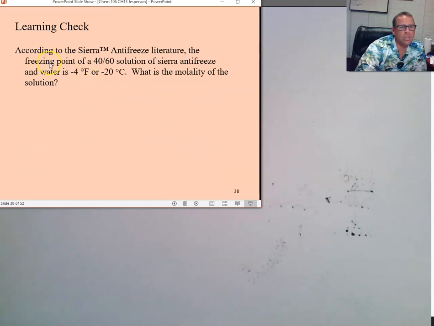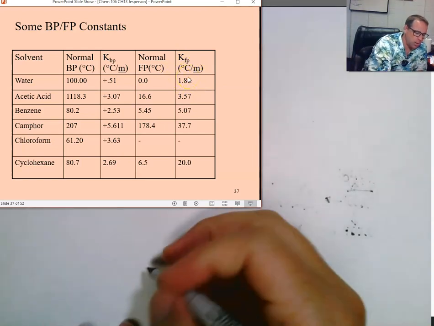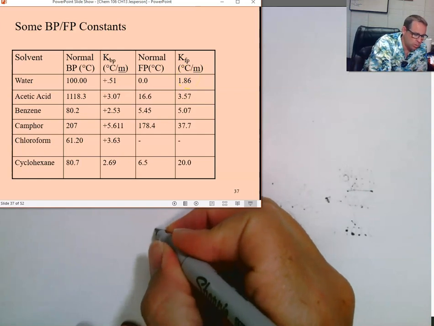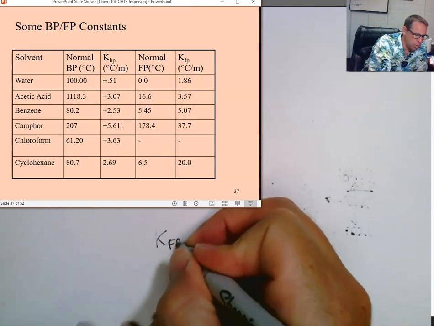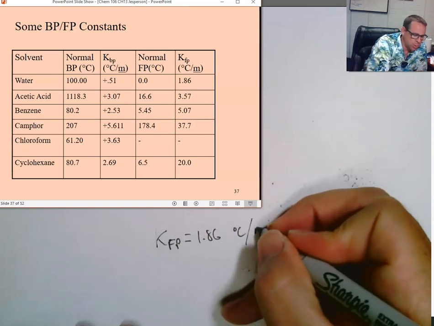Now they're looking at the change in the freezing point, right? So we look here for water, normal freezing point 0, and then we have 1.86 degrees Celsius per molal. So I'll write that down. The K of freezing point for water is 1.86 degrees Celsius per molal.